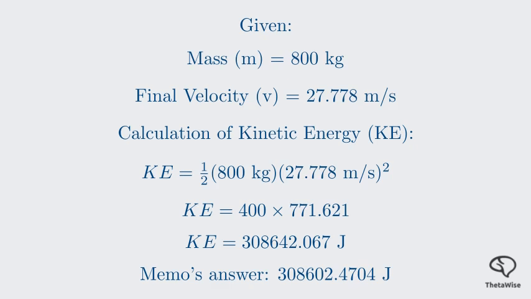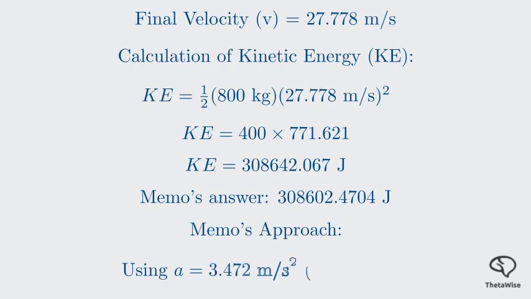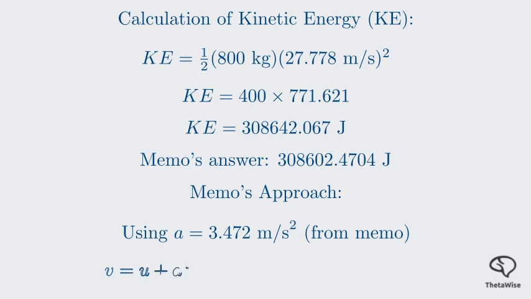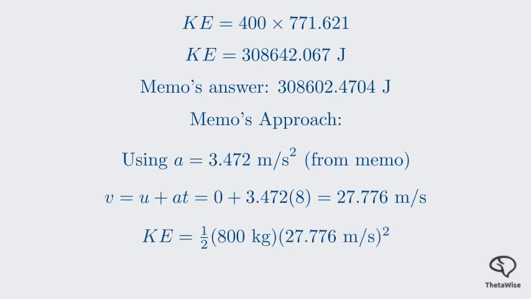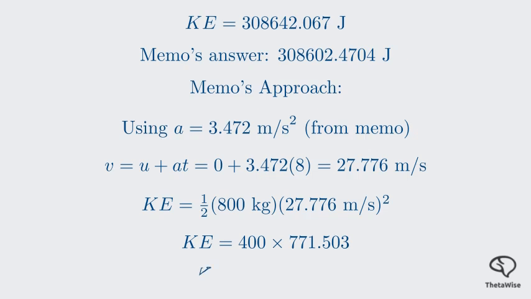Let's work it out using the memo's value for acceleration to see if we can match. If we use the memo's acceleration of 3.472 meters per second squared to find the velocity, we get v equals 3.472 times 8, which is 27.776 meters per second. Now let's use this slightly different velocity in the kinetic energy formula. KE equals 0.5 times 800 times 27.776 squared. This gives 400 times 771.503, which is 308,601.2 joules. This is very close to the memo's value.